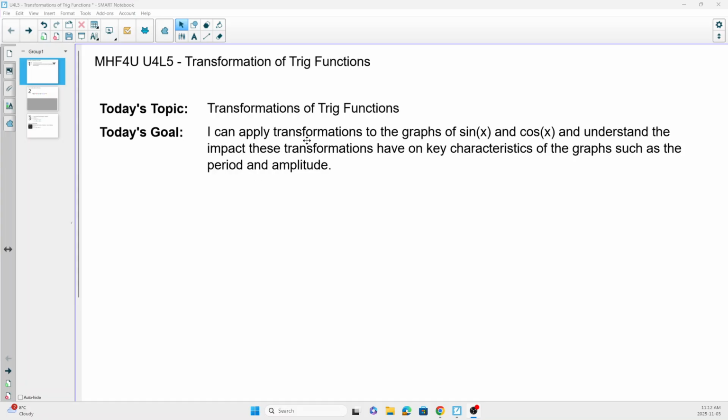By the end of this lesson, you can apply transformations to the graphs of sine x and cos x, and I believe that I put some examples, secant and cosecant, and understand the impact these transformations have on key characteristics of the graphs, such as period and amplitude. However, I will say we will be spending some more time later in this unit on the graphs of tan and cotangent, and then again applying transformations to secant and cosecant. So if we're not looking at secant and cosecant today, we will for sure in another lesson.